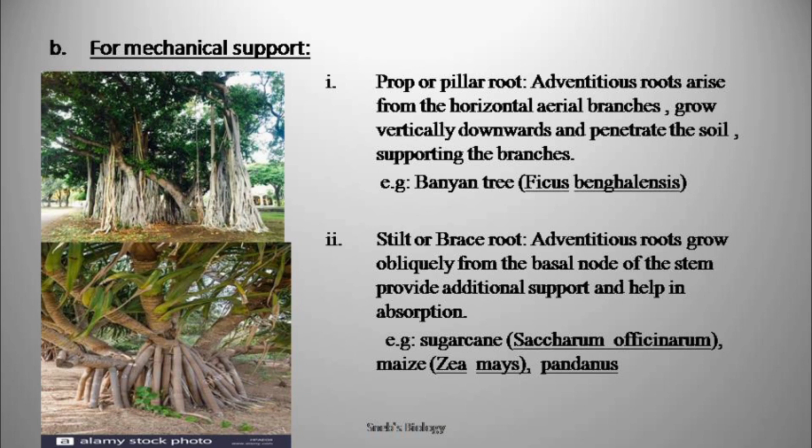Second is stilt root or brace root. This develops obliquely from the basal node of the stem near the soil and grows downward into the soil, providing mechanical support to the plant like ropes or poles. For example, sugarcane. So in sugarcane plant, from lower nodes there would be obliquely developing roots, and these roots would again penetrate into the soil and would provide extra support to the thin slender stem.